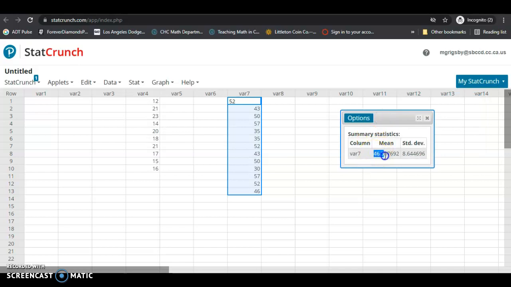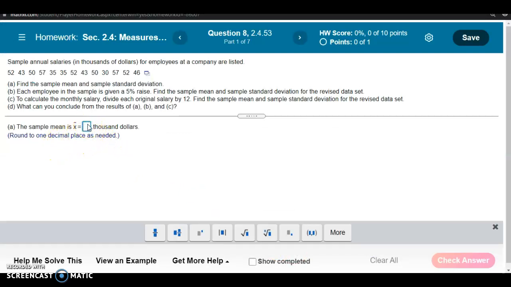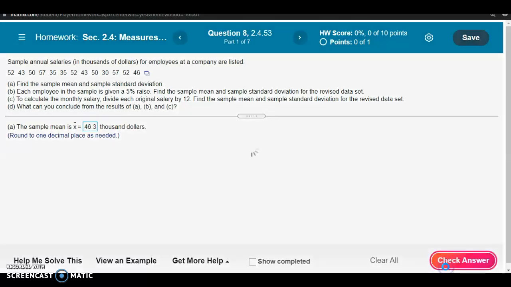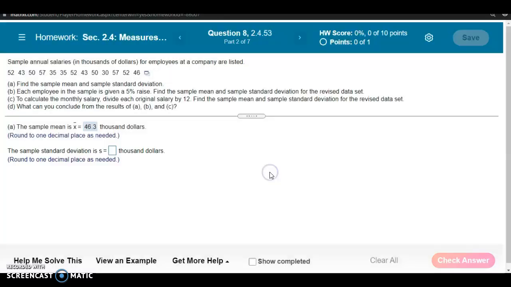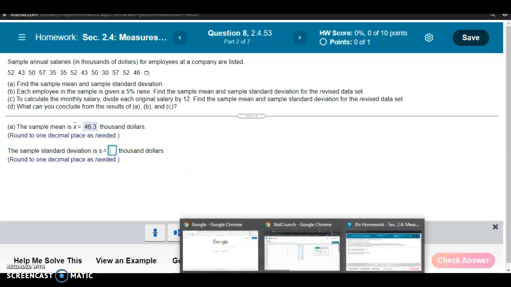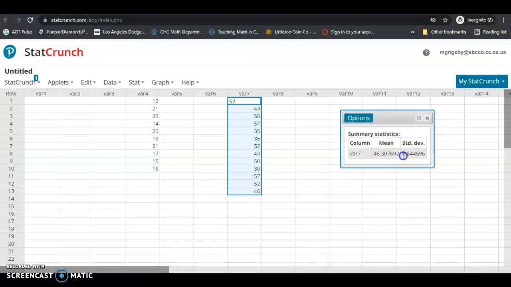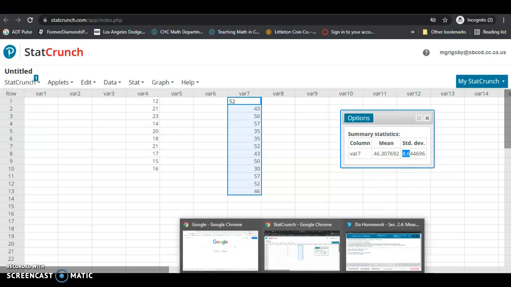Okay, so our mean is about 46.3. We're going to round that to 1 decimal place, so 46.3 will be our answer. And then the sample standard deviation was 8.6, so rounded to 1 decimal place, that'll be 8.6.